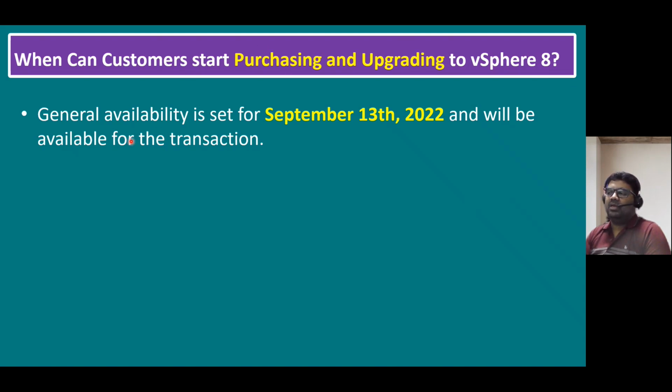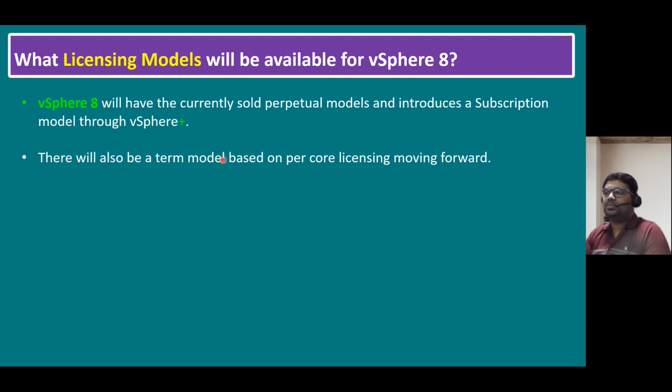But here the question is also about when they can start purchasing. Based on VMware Explore 2022, what they officially announced is that general availability is set for September 13th, 2022 and will be available for the transition. Another question, what licensing models will be available for vSphere 8? Same as vSphere 7, vSphere 8 will have the currently sold perpetual model, that means a permanent model, a never-expiring license model, and introduces a subscription model through vSphere Plus. This is the new one. And there will also be a term model based on per core licensing moving forward. This will also be available in future.